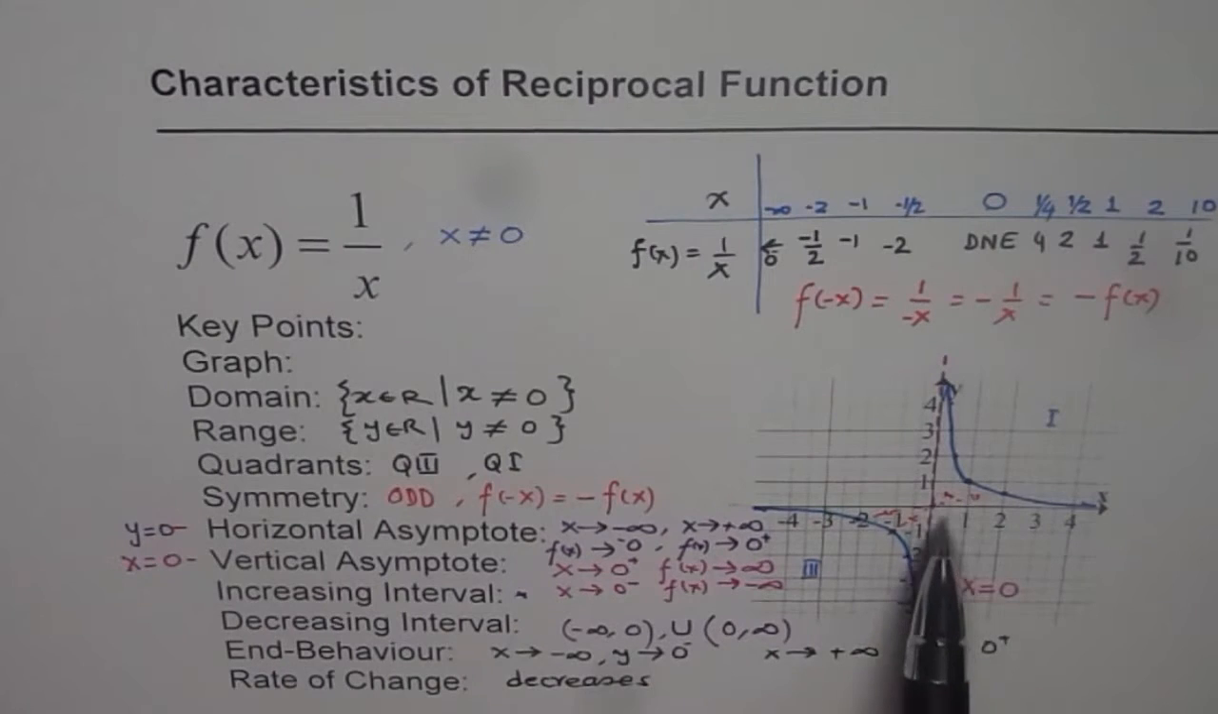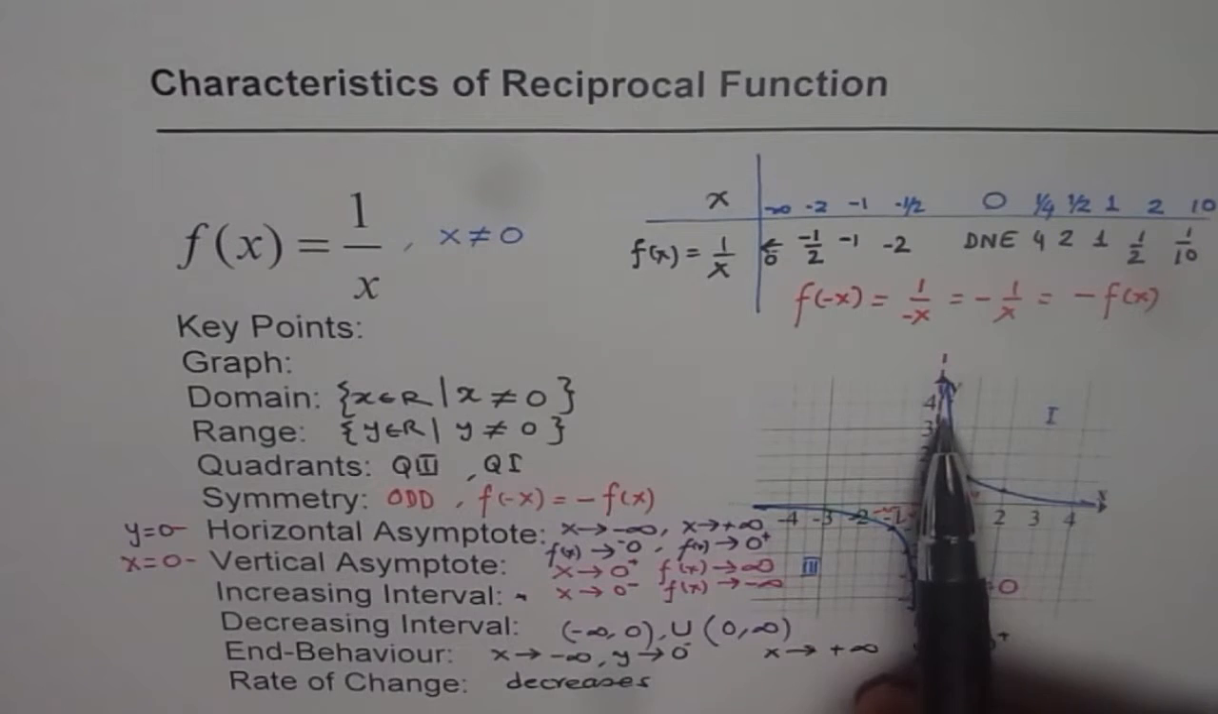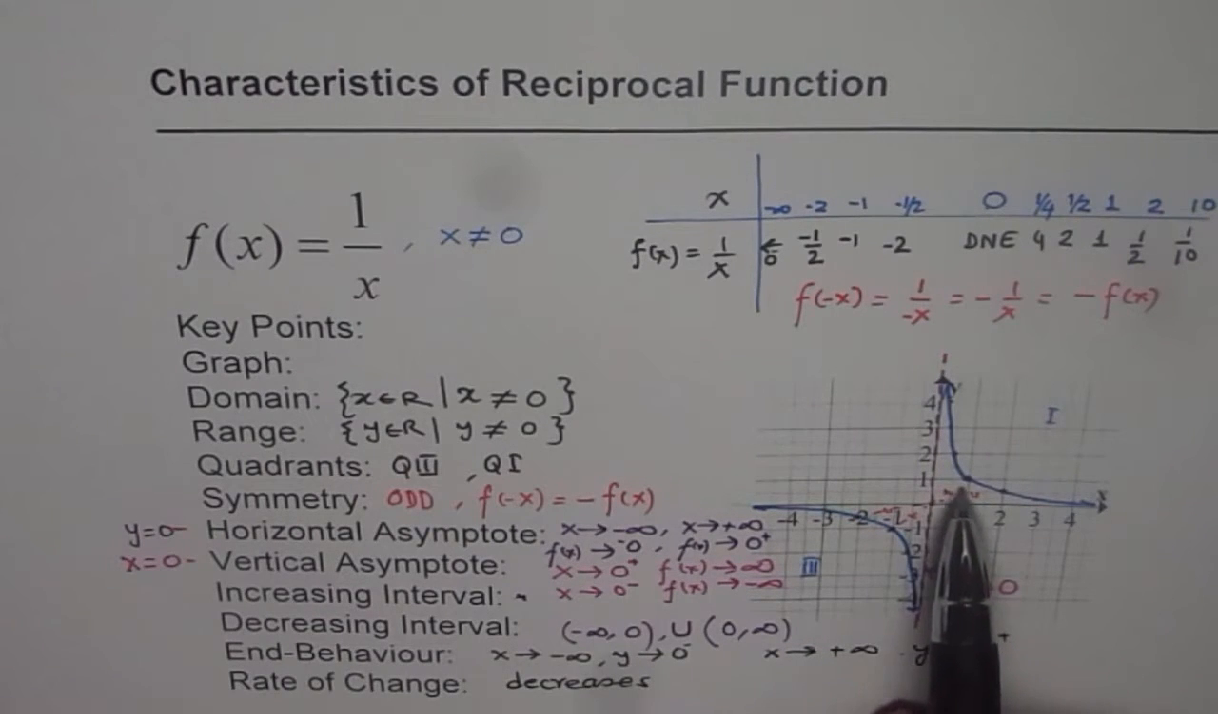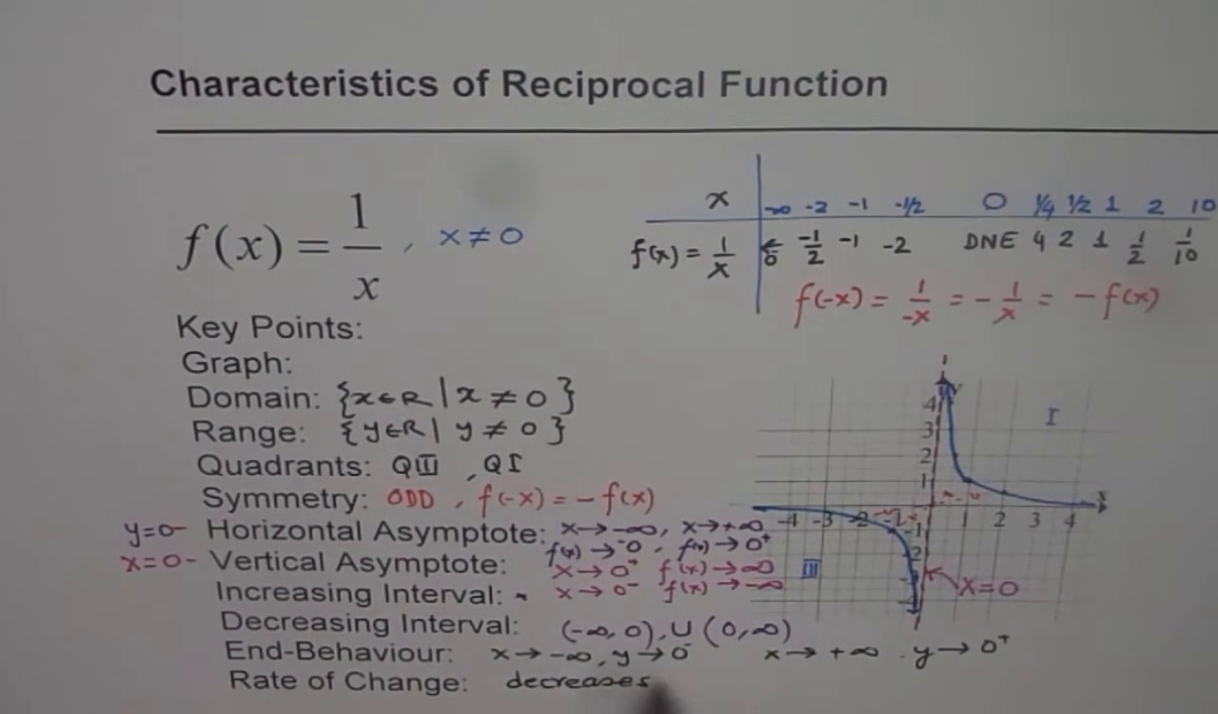How about when we are considering from 0 to infinity? Here it is a very large positive value, then a less positive value, and then becomes almost 0. That means it decreases there also, right? So the rate of change is decreasing on the interval minus infinity to 0, and then again from 0 to infinity. So all throughout its domain, what we notice is that the rate of change of the function decreases. That's important to understand, right?